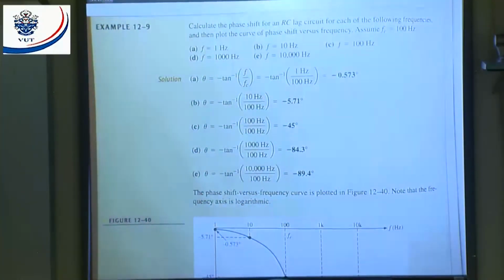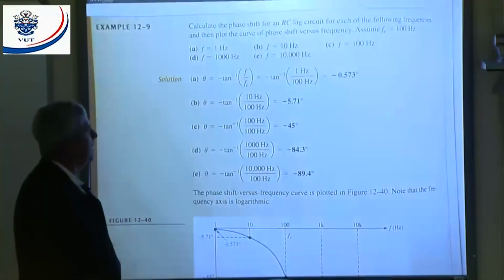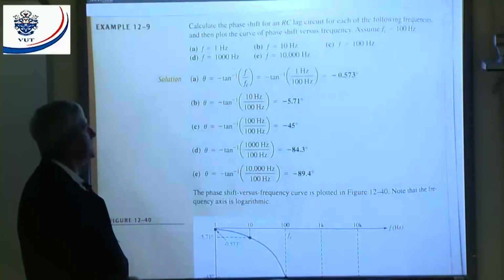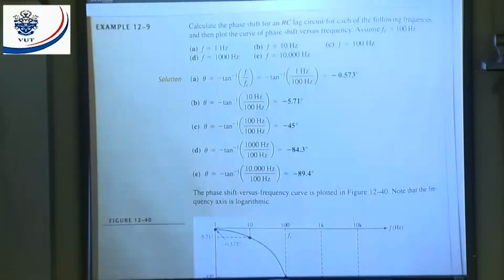Now we're going to look at 1 Hz. I will get a value of minus 0.573 degrees. 10 Hz is going to be minus 5.71. 100 Hz will give me minus 45 degrees. 1,000 Hz will give me minus 84.3 degrees. And when I go to 10,000 Hz, it will go to minus 89.4 degrees. That means it approaches 90 degrees. And then I plot that.